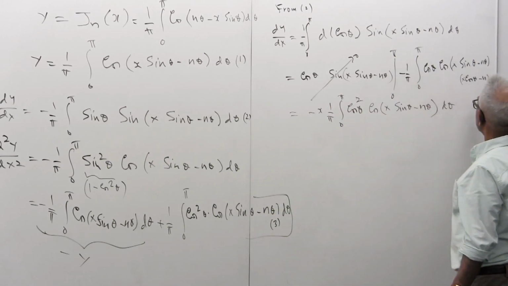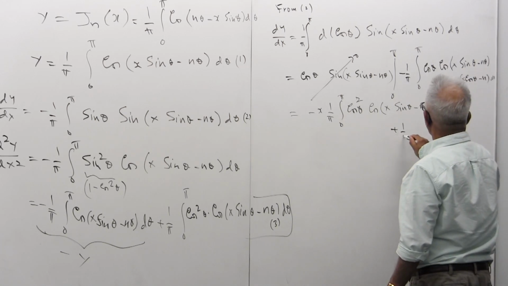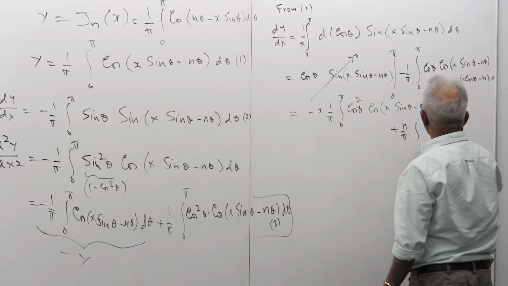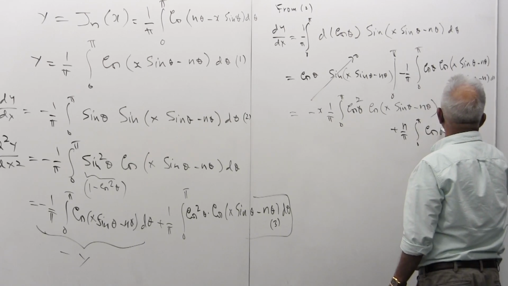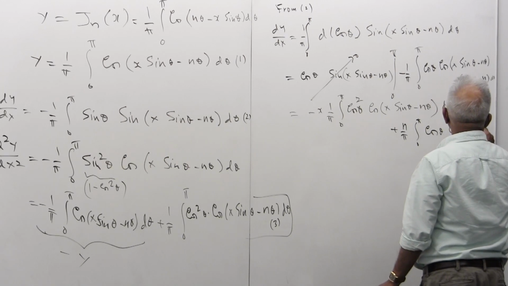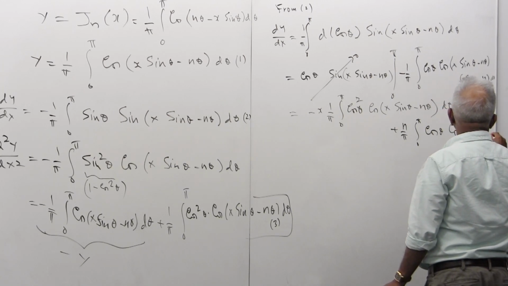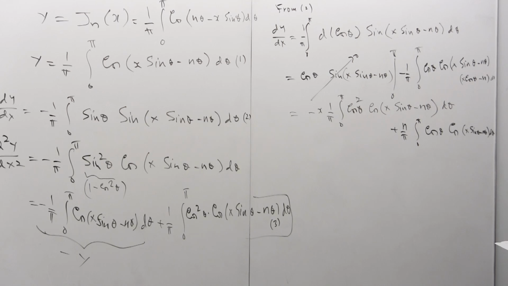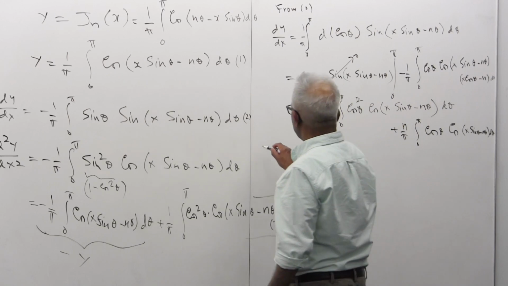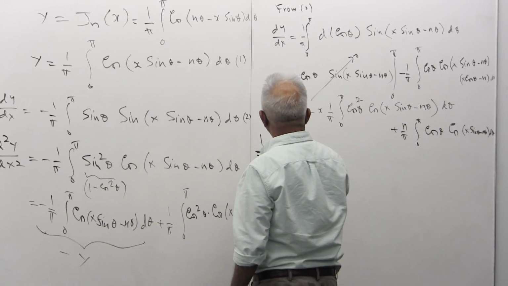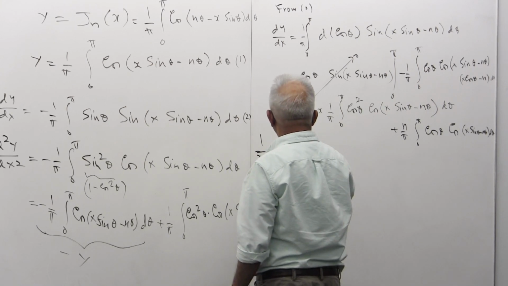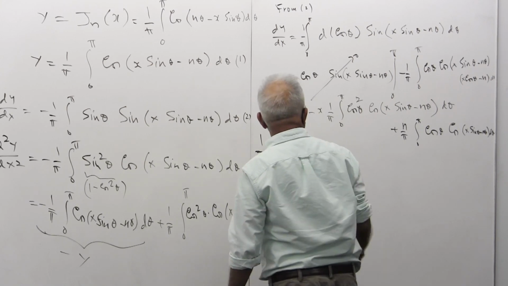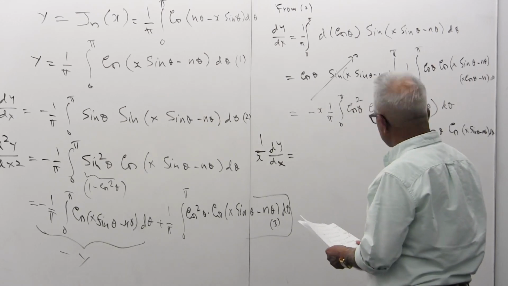The other term is minus minus plus n goes out, so 1 over pi integral 0 to pi, n goes outside, so that is cos theta cos(x sin theta minus n theta) d theta. Okay, so that's just dy by dx. Now, bear with me a minute. Because I have an x here, I'm just going to bring this 1 over x here, because then you can do some simplifications.